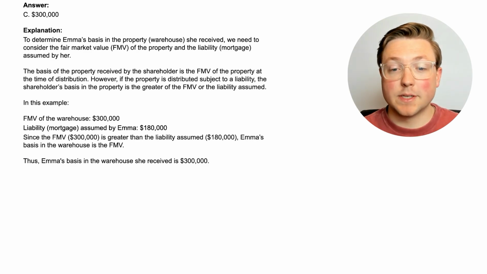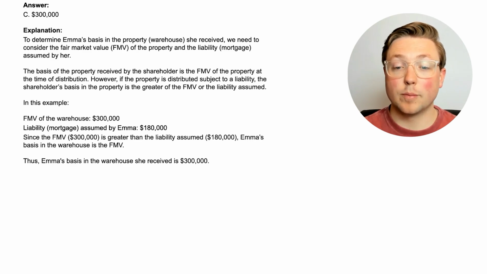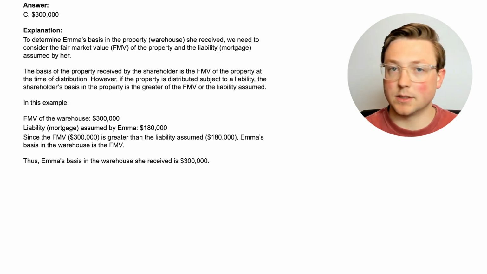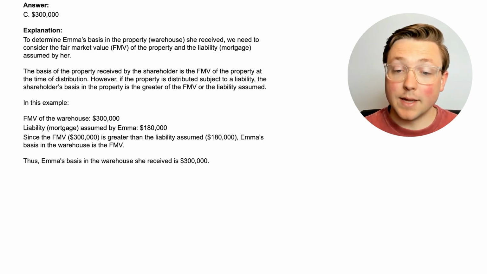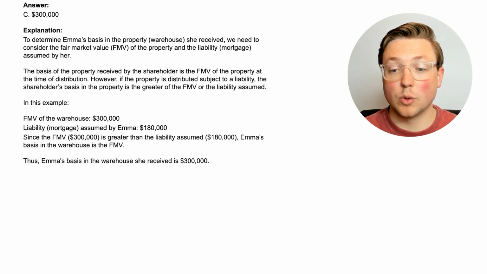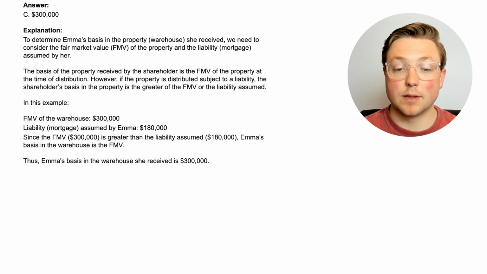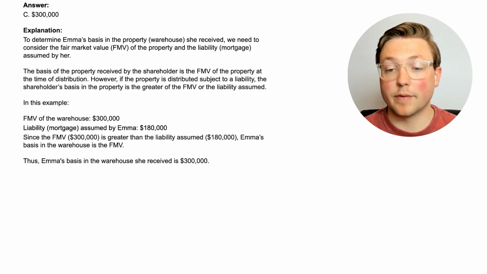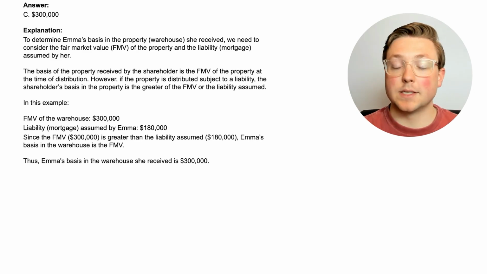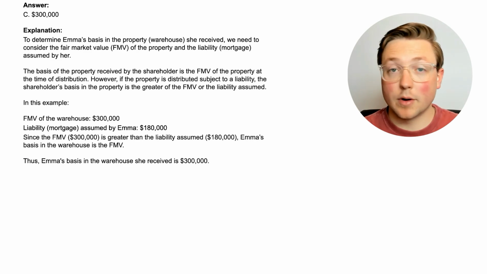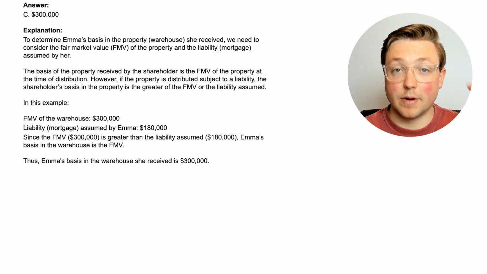To determine Emma's basis in the property, which is the warehouse she received, we need to consider the fair market value of the property and the liability assumed by her. The basis of the property received by the shareholder is the fair market value of the property at the time of the distribution, typically. That's the easiest way to think about it. However, if the property is distributed subject to a liability, the shareholder's basis in the property is the greater of the fair market value or the liability assumed. Basically, if the liability is greater than the fair market value, then that is the new basis that is used for the shareholder.